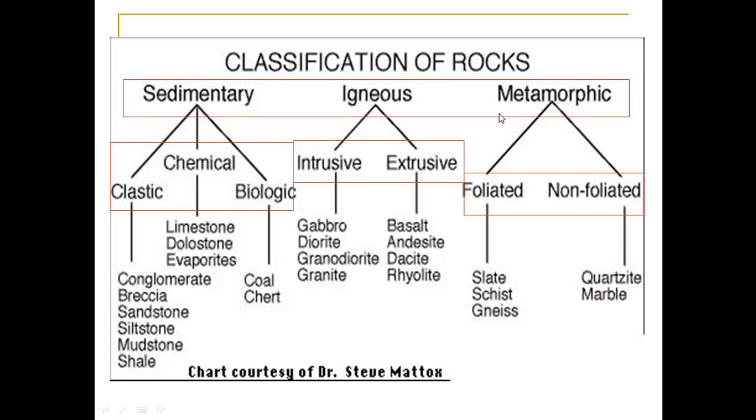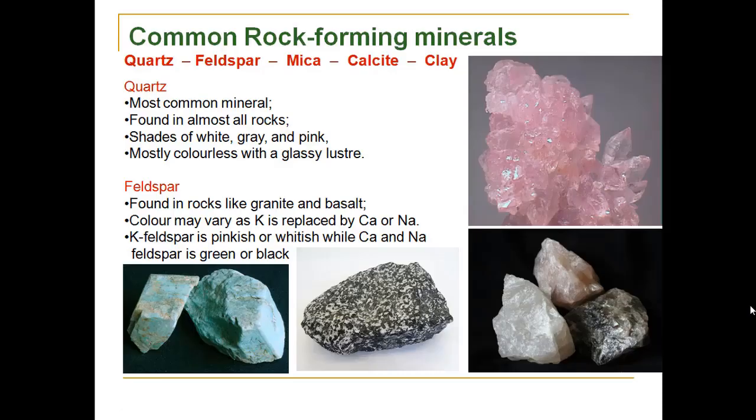Metamorphic rock. Metamorphic rock is a rock formed due to the heat and pressure acting on any one of these rock types. There are two ways the metamorphic rock can be classified, that is foliated and non-foliated. Foliated means what? When they break, they always break in layers, like slate, schist, and gneiss. Non-foliated, one cannot see any layers in these rocks. Quartzite and marble are the best examples of non-foliated rocks.